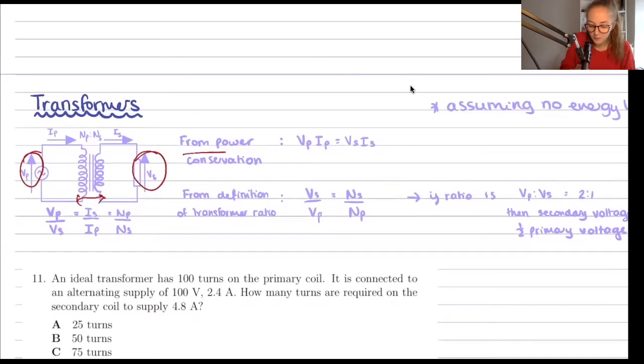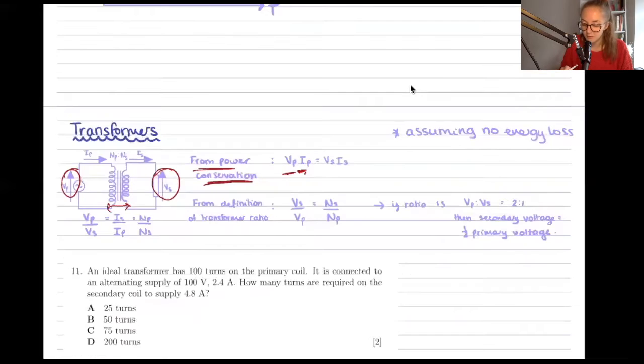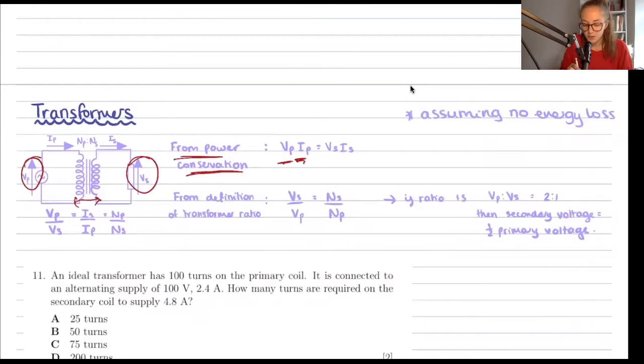And if we look at power conservation, then we can see that if we have a primary voltage source VP and a primary current IP, on our opposite side, assuming no energy loss, we should have this power equal to the power on our secondary side, which would be Vs, our secondary voltage, multiplied by Is, our secondary current.